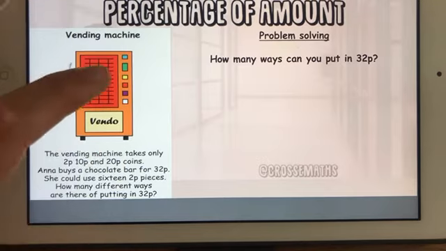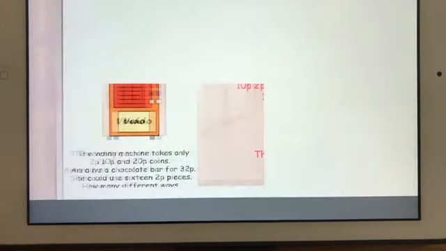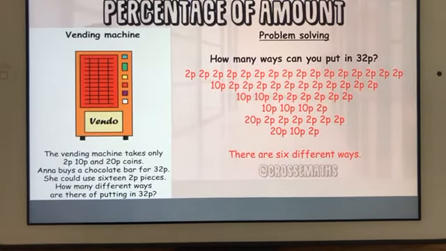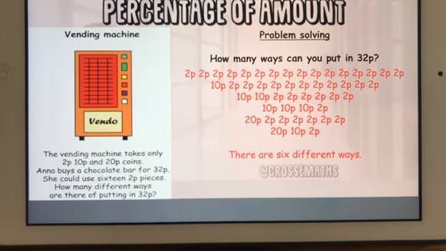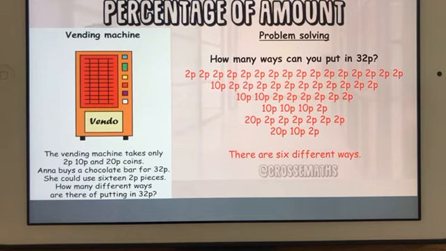Right, guys, so I'm going to very quickly go through this, okay? I'm going to put the answer up, then I'll talk you through it. Okay, so obviously the first way, we've got 16 2p's. Next way, try and do it in a methodical order. That's what this question is testing, okay? It's testing how methodical you can be.